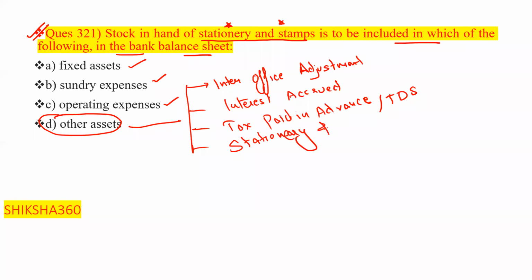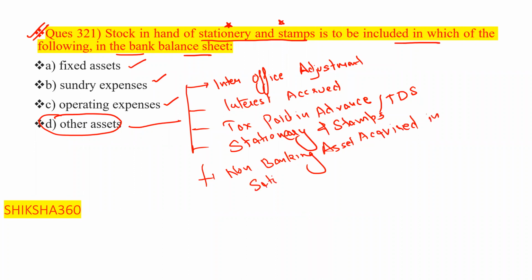Stationery and stamps. Fifth one is non-banking assets, non-banking assets acquired in satisfaction of claims. So all these come under other assets. Option D is the answer here. Now move to the next question.